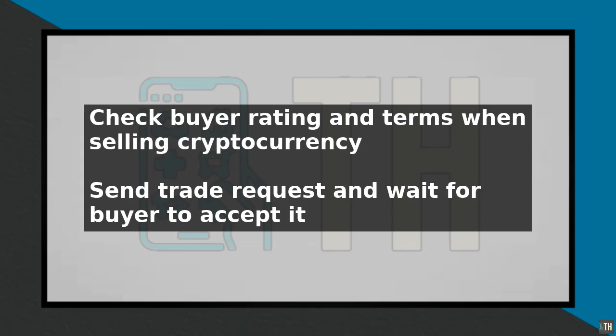By following these steps, you can safely and securely buy or sell crypto to Cash App P2P in Binance. Remember to stay vigilant and take necessary precautions to protect yourself from potential scams and risks.